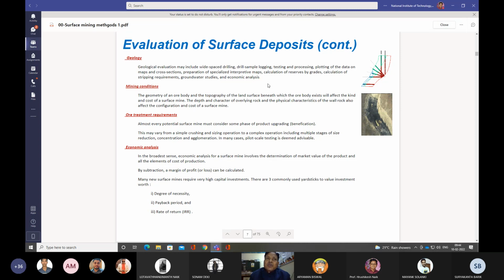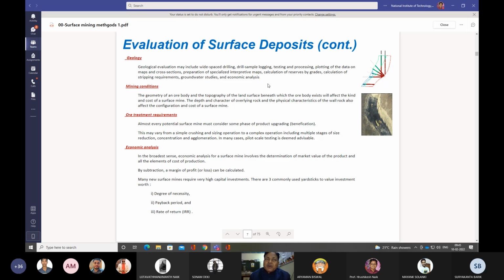Many new surface mining projects require very high capital investment to purchase bigger size of machines. There are three commonly used yardsticks to value investment worth. So first thing you have to say is degree of necessity, whether the mineral is in great demand or not. If it is in great demand, then you have to go for mining. If there is no demand in the market, then why will you go for mining?